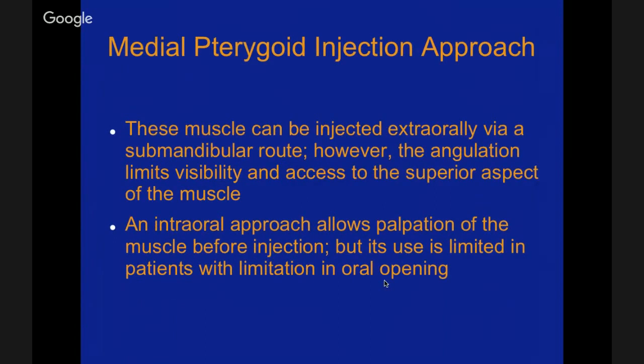So the medial pterygoid can be injected extraorally via a submandibular route. The angulation limits visibility, and access to the superior aspect of the muscle is limited with this approach. And an intraoral approach allows you to palpate the muscle before injecting, but if the patient has really tight pterygoids, even after relaxation of the masseter and temporalis, so that they still have difficulty opening their mouth, this approach can also be limited.